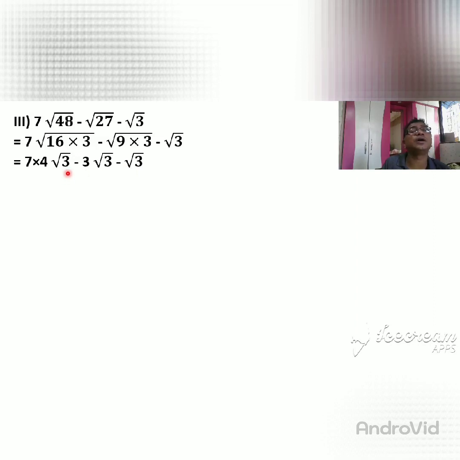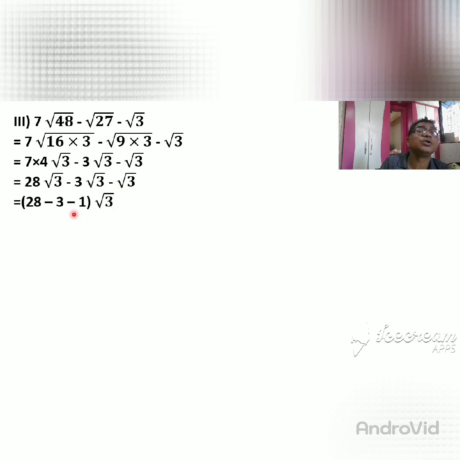So if you observe, here is root 3, here is root 3, here is root 3. So in each and every term you are getting root 3. So the root 3 terms are the same. In another way, see there, 7 times 4 is 28. So you get 28 root 3 minus 3 root 3 minus root 3. So root 3, root 3, root 3 are the same. So it is 28 minus 3 minus the coefficient 1.